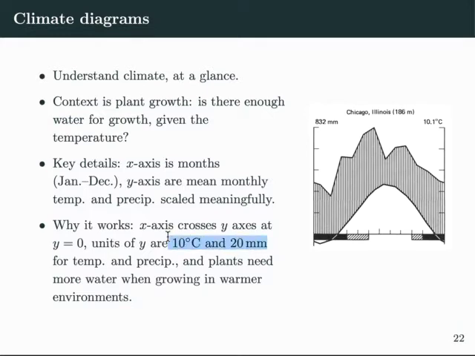The units are over here in this text, also from the reading. These tick marks along the way indicate 20 millimeters, and it starts at 0. So this is 20 millimeters and 40 millimeters and 60 millimeters and 80 millimeters and 100 millimeters of precipitation in a month.